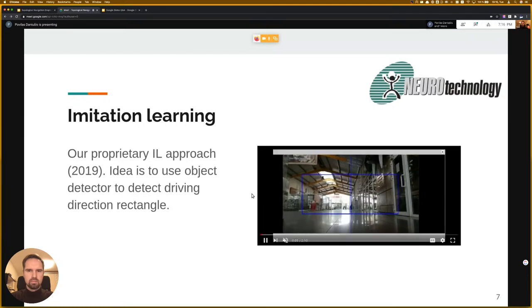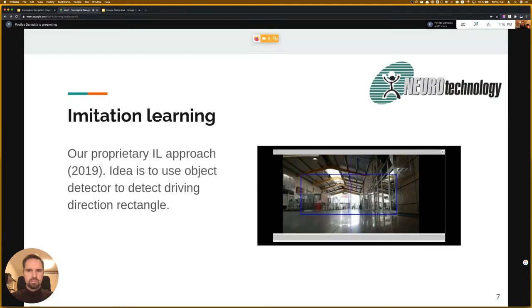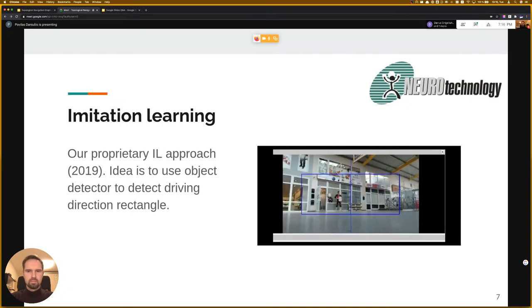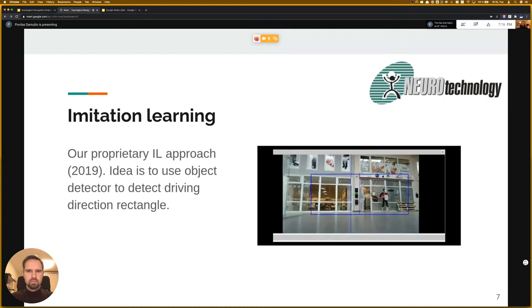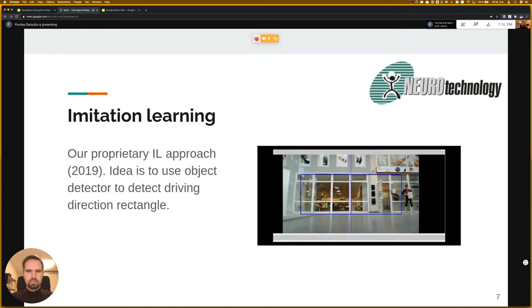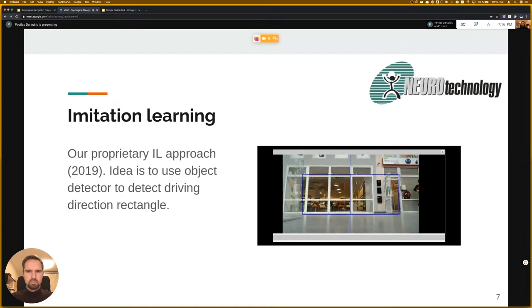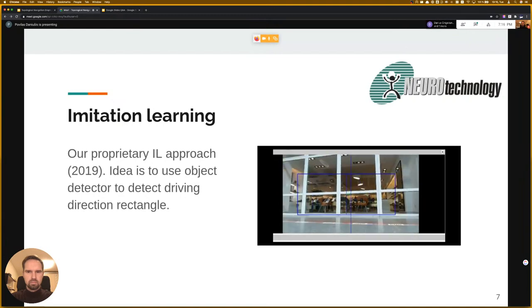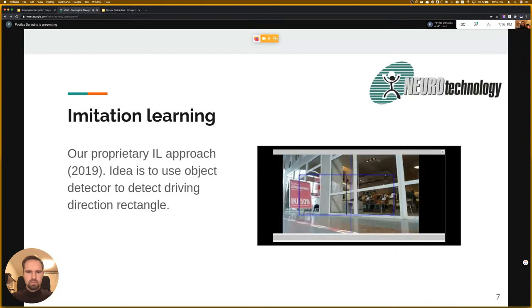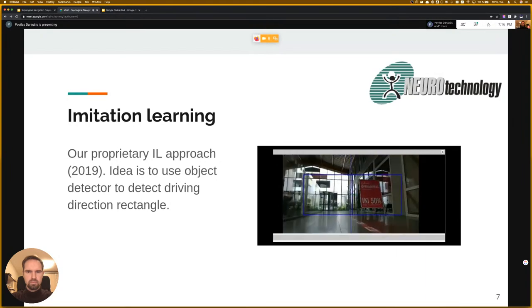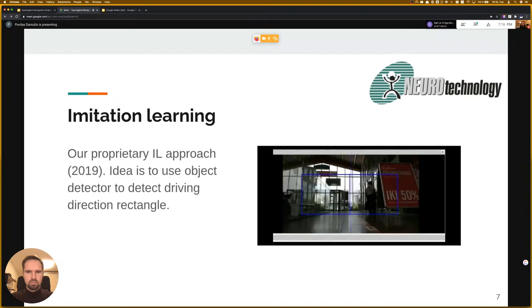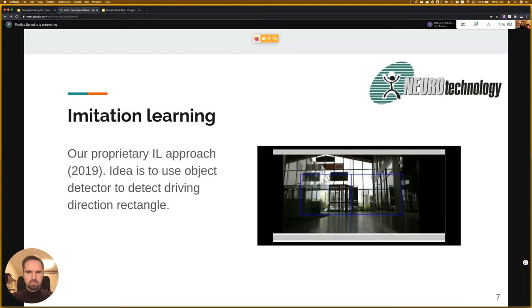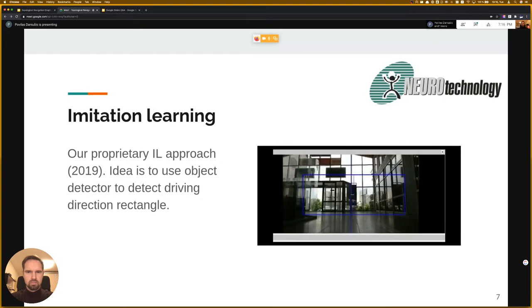Another approach, developed and tested in our company, is also an imitation learning algorithm. The idea is to use an object detection neural network to detect not physical objects, but driving distance and driving direction, represented by one or several rectangles. In this video, we see how this system works in dynamic environment conditions.